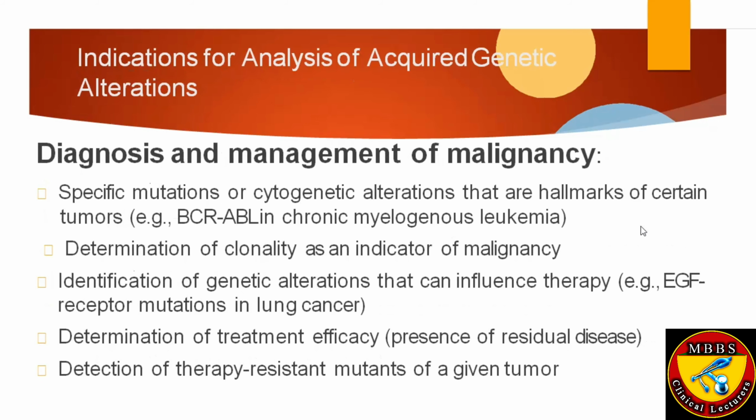So, indications for acquired genetic alteration: sometimes a mutation occurs at any stage and leads to malignancy. Specific mutation or cytogenetic alteration that is a hallmark of certain tumors, for example BCR and ABL in chronic myelogenous leukemia. Determination of clonality as an indicator of malignancy. Indication of genetic alteration that can influence therapy, for example EGF receptor mutation in lung cancer. Determination of treatment efficacy, presence of residual disease. Detection of therapy-resistant mutants of a given tumor.